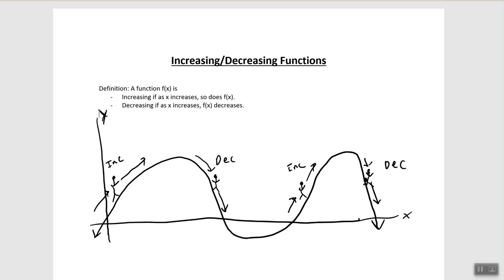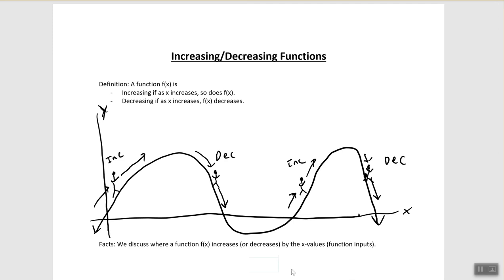Now, when you're asked to describe where your function is increasing or decreasing, you're always going to do that by discussing the values of x. So we need to analyze what the values of x are at spots like this, where I would go from walking up my hill to walking down a hill. So we have three locations on this function. I'm going to call them A, B, and C. These are the different locations where I'm going to go from increasing to decreasing.